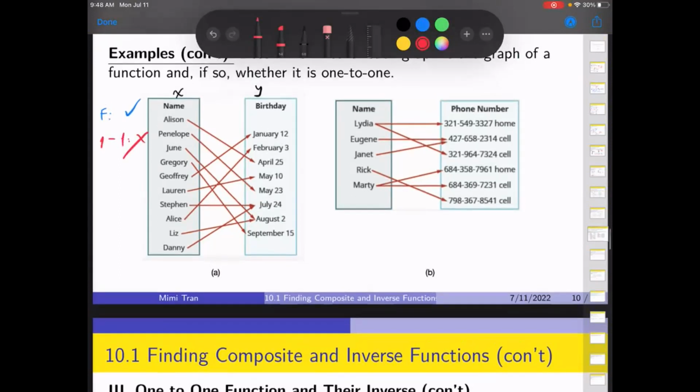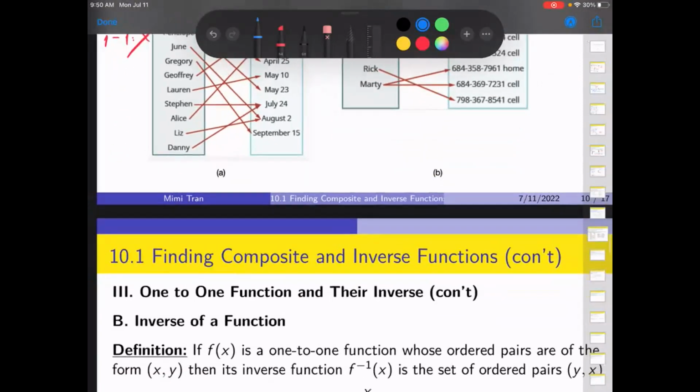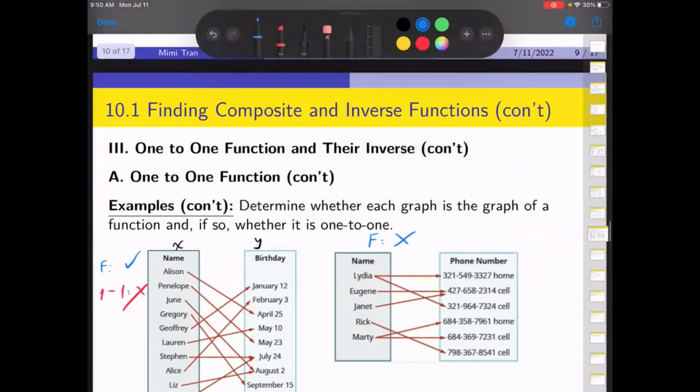What about B? Is it a function? No, because X is repeated, right? So people have two cell phones. So, nope. If it doesn't pass as a function, then you stop. Okay, so that's the one-to-one function.